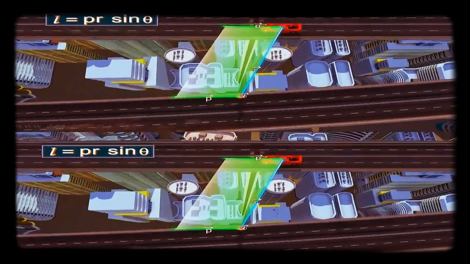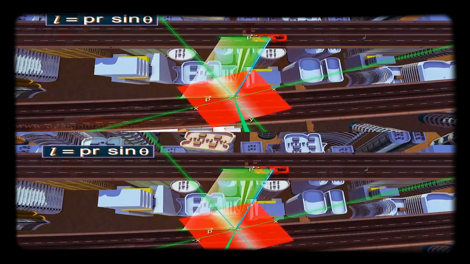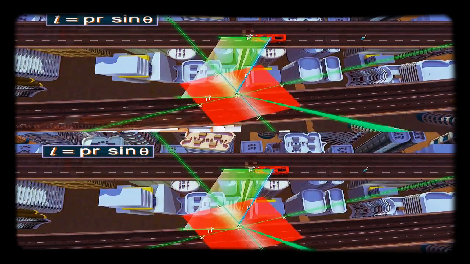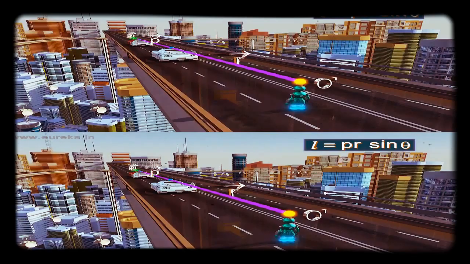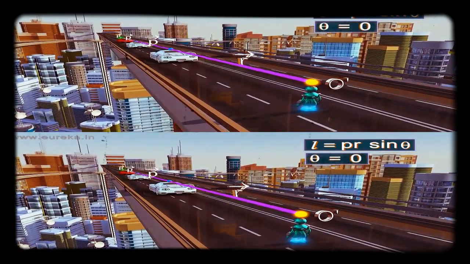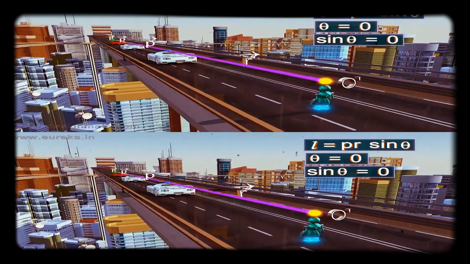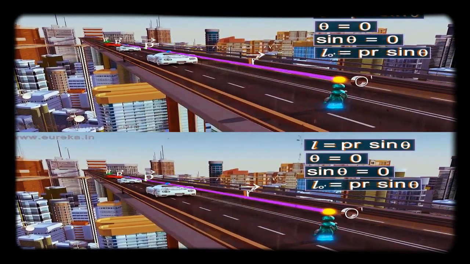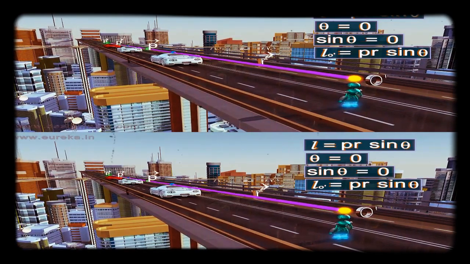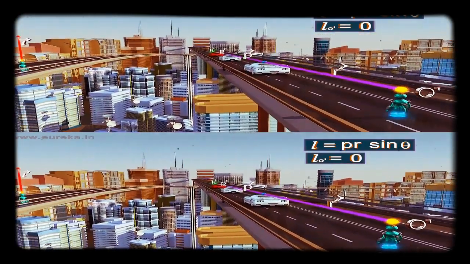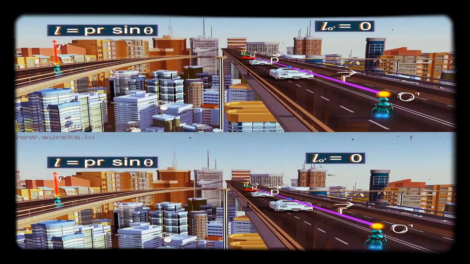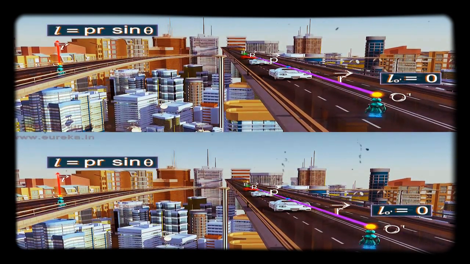Does the angular momentum depend upon the choice of origin? Let us find out by viewing the same motion with respect to another observer standing at O'. We can see that the angle between vector r and vector p is always 0. So, sine theta is always 0. As a result, the angular momentum of the car with respect to this observer is always 0. Thus, the angular momentum of the same car with respect to two observers standing at different points is different.